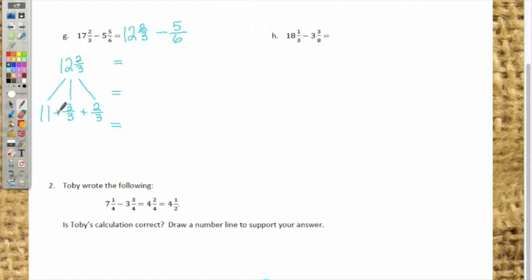So now all we're doing is getting the very first fraction. So I need 11 all the way down, because that's what I have left over when I borrowed 1 from the 12. 3/3 plus 2/3 is what? Is 5/3. So get this much written down. 5/3 minus 5/6.